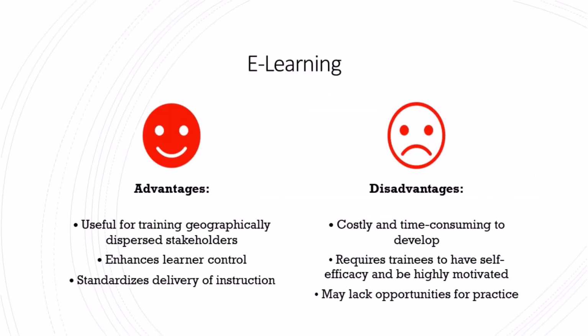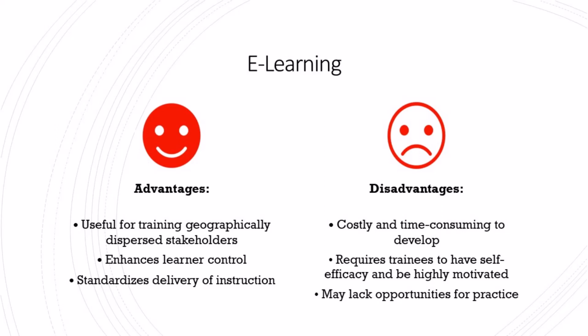One of the obvious advantages of e-learning is that it allows us to train employees who do not work in the same location. It's also useful for teaching not only employees, but also customers, vendors, and other stakeholders. One of the reasons that e-learning works so well is that it gives learners more control over the learning process. Content can be accessed at any time and from any computer. One of the other benefits is that it standardizes the delivery of instruction, which can make it cheaper and faster to deliver to a large number of people.